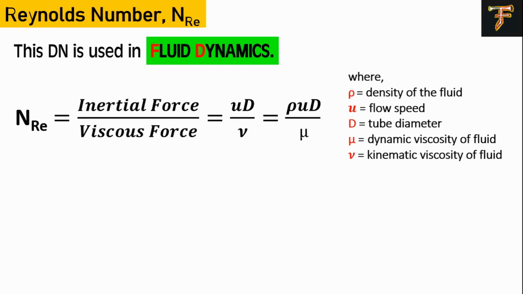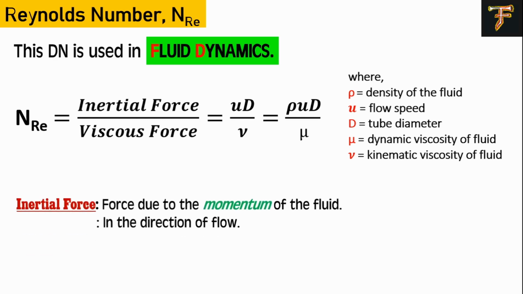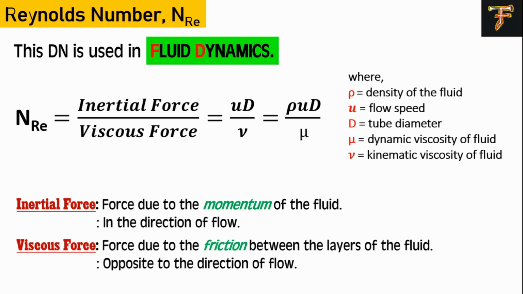Now we have to understand these two forces also, like the inertial force and viscous force, because it will help us to visualize what is happening in the fluid. So inertial force is the force that acts because of the momentum of the fluid, which finally means that it always acts in the direction of flow. Whereas the viscous force is because of the friction between the two layers of the fluid, and it always acts opposite to the direction of flow, which means the inertial force and viscous force always act opposite to each other. So the fluid flow condition is decided on the basis of which force is dominating.